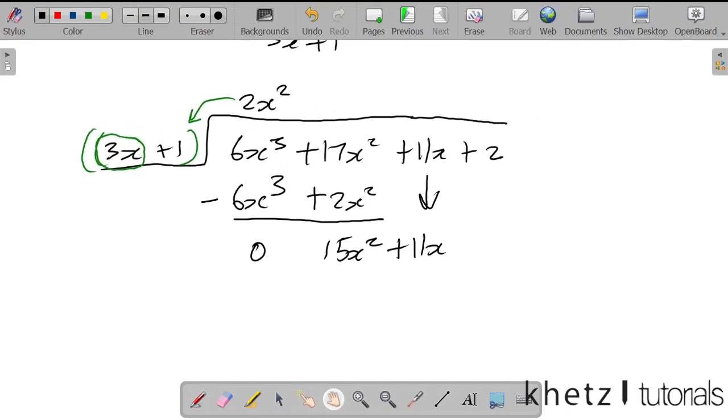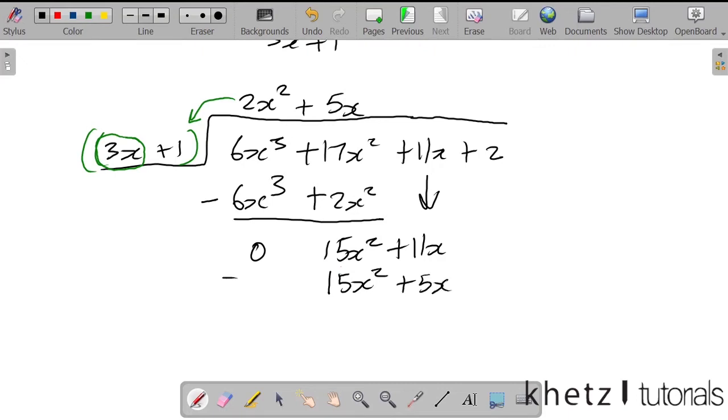Then we're going to say 3x into this 15x over here. So the answer to that would be 5x, right? So plus 5x, write the answer at the top. Then the answer to 5x multiplied by 3x plus 1 would be 15x squared. Then 5x multiplied by 1 would be 5x over there.